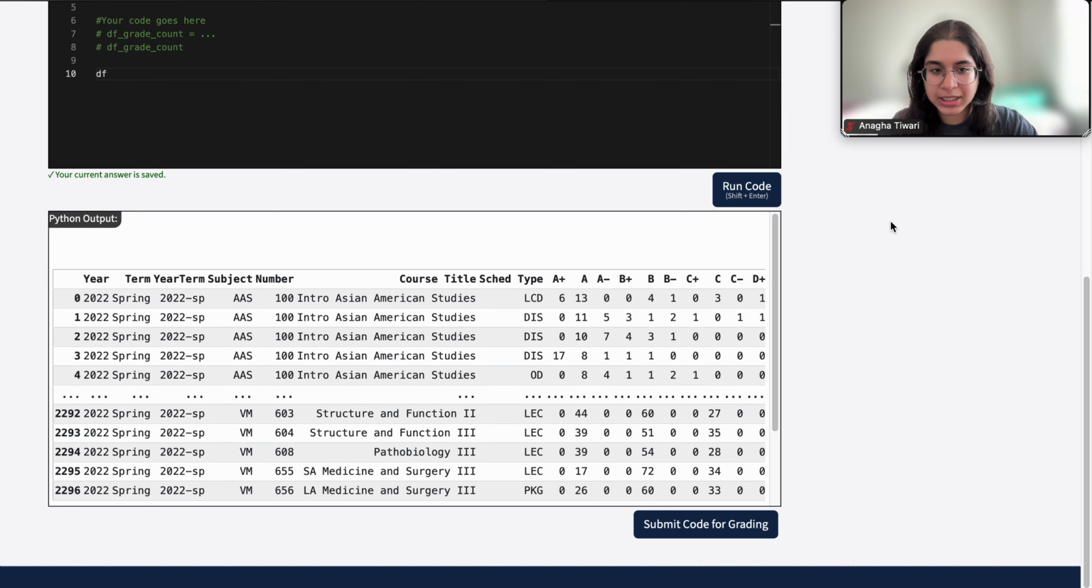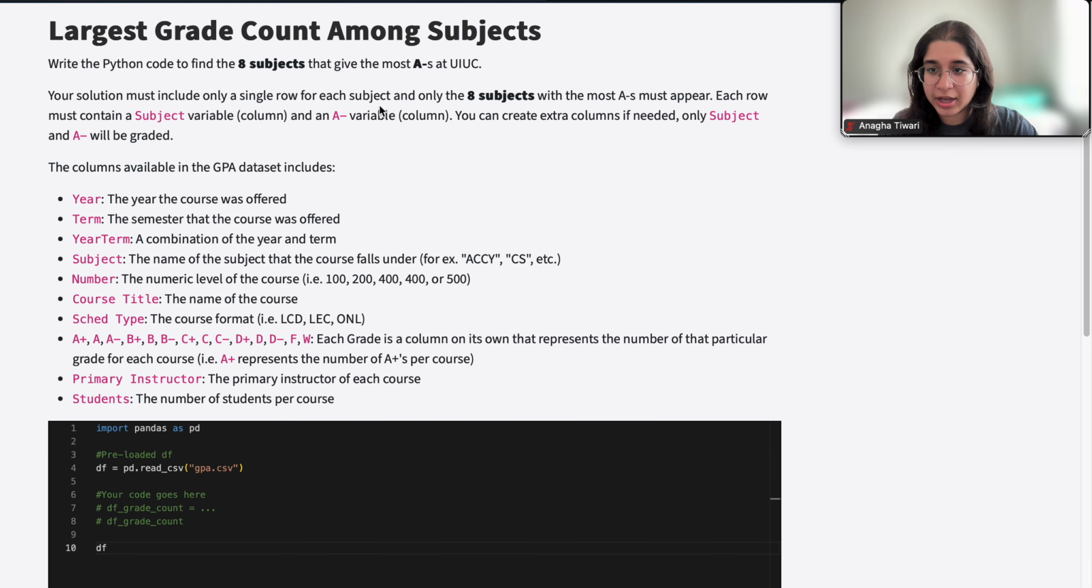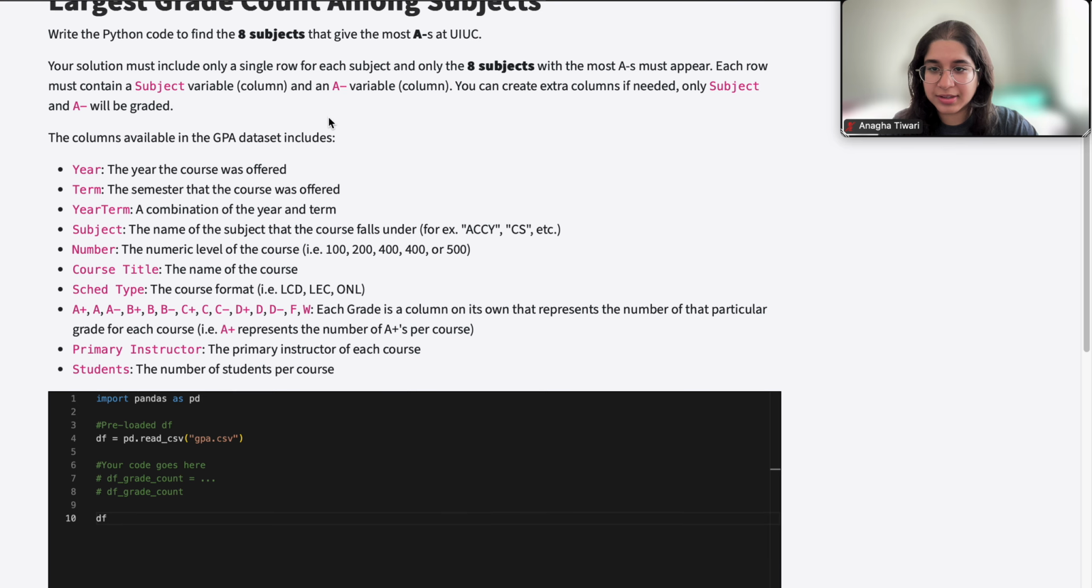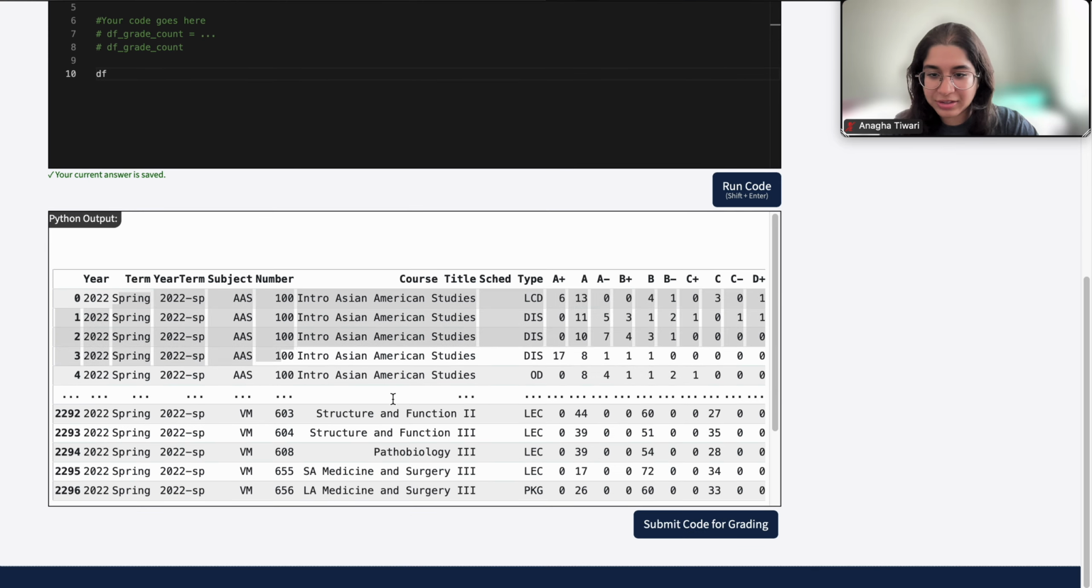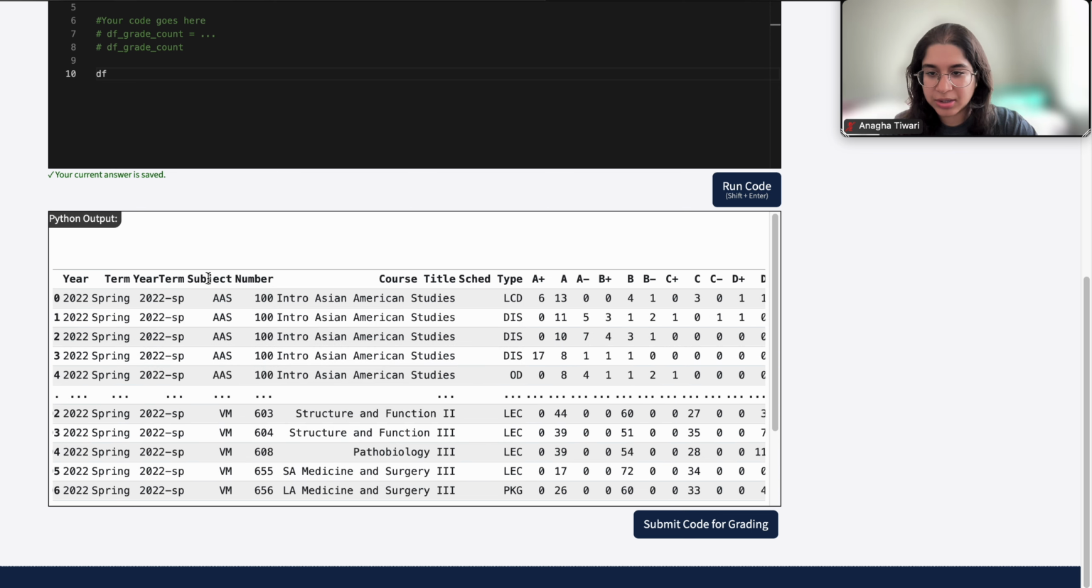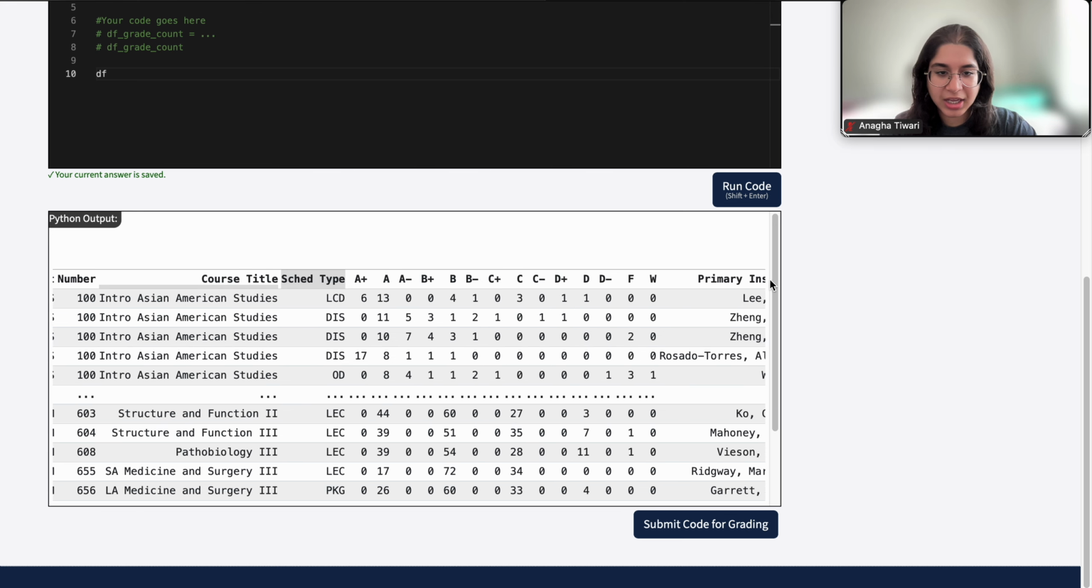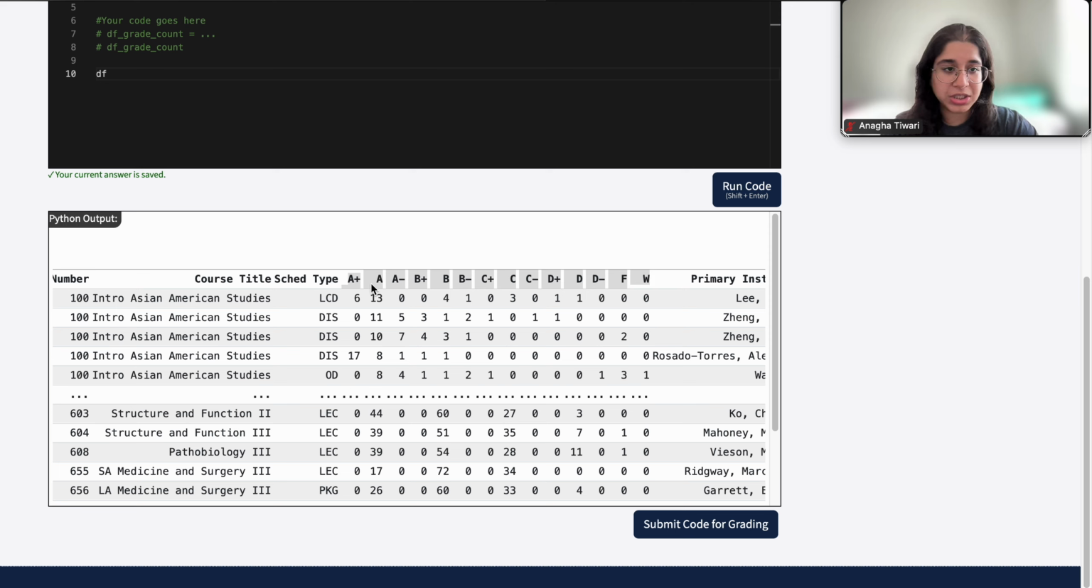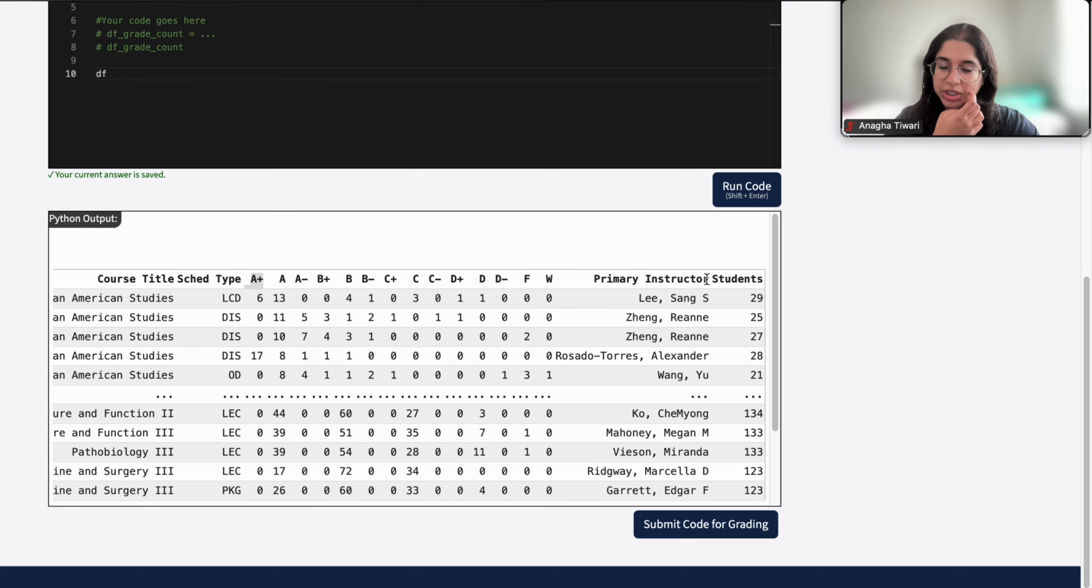And here we can also look at the description. It's basically just the data frame that contains all of the information for every single course here at UIUC, as well as its term, the subject, the number, the course name, and all these columns that show how many students in the course got this respective grade, right? Like how many students in Intro to Asian American Studies got A pluses. Well, that was 6. So it shows all these different columns and how many students got that specific grade in that course, as well as the instructor and the total number of students.